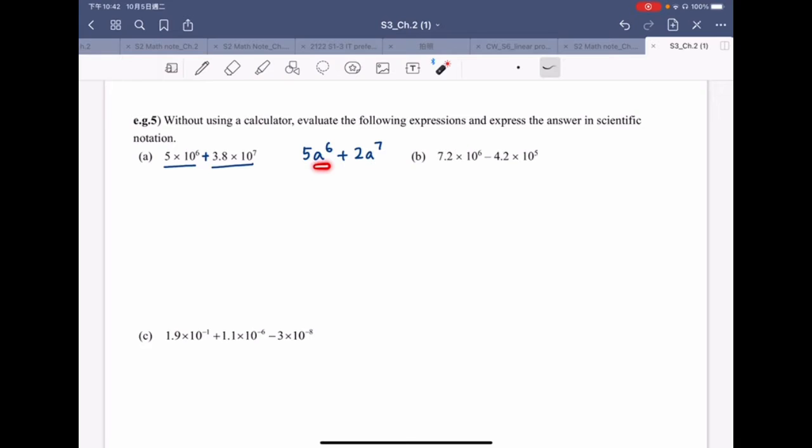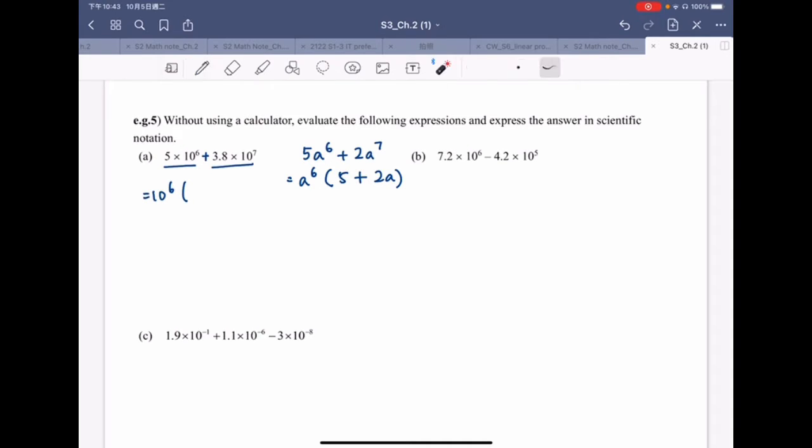That is the term of a, so we can take out the common factor, which is a to the power 6. The first term, 5, is left, and then the second term is 2a. Here we are using the same way, taking out the common factor. The common factor here is 10 to the power of something. Between 6 and 7, that means 10 to the power of 6.